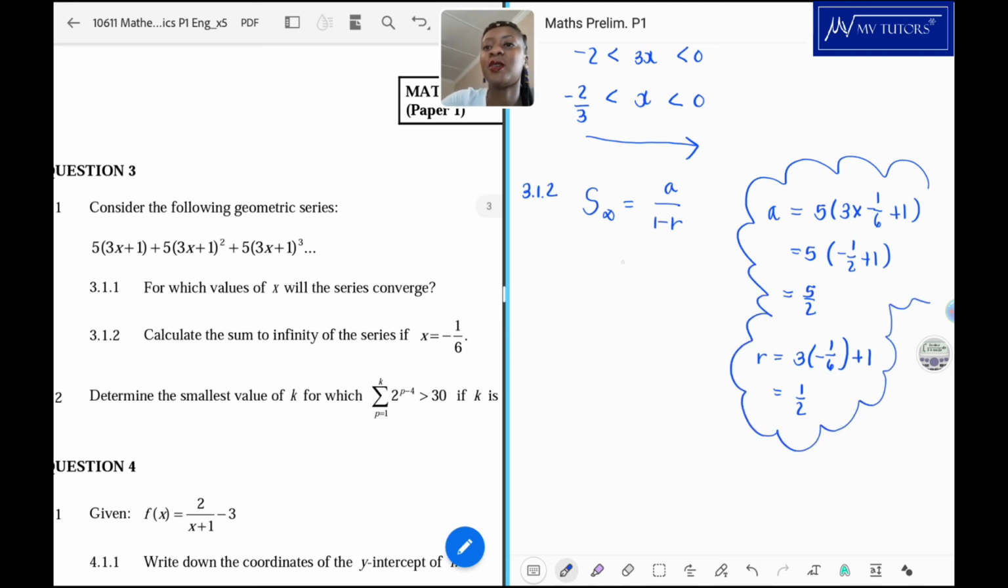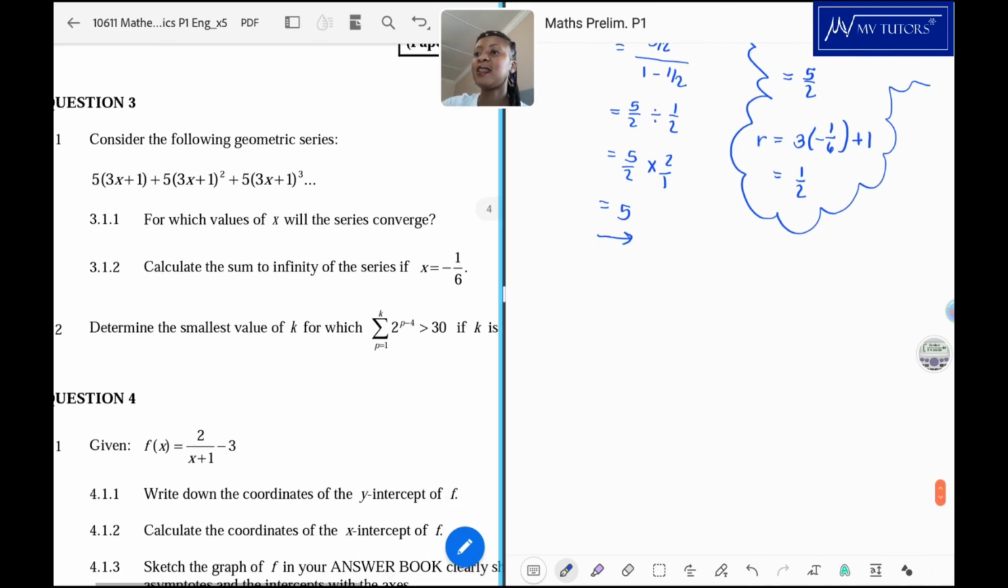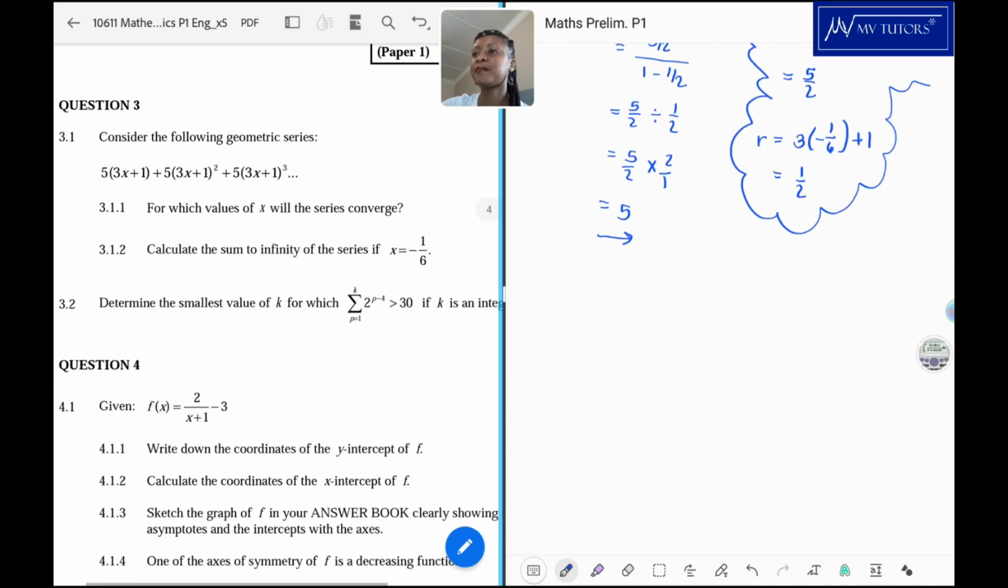Okay, now we can solve. A, we said, is 5 over 2, and 1 minus a half, which is still a half. So we have 5 over 2 divided by 1 over 2, which is the same as 5 over 2 times 2 over 1, and then our answer is 5. Okay, then now 3.2.